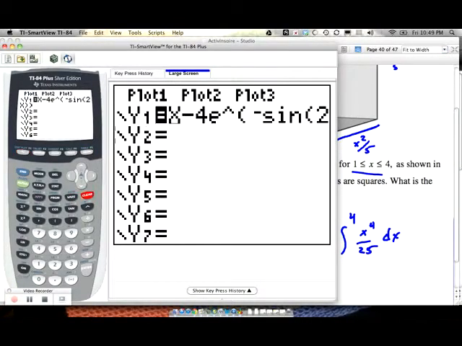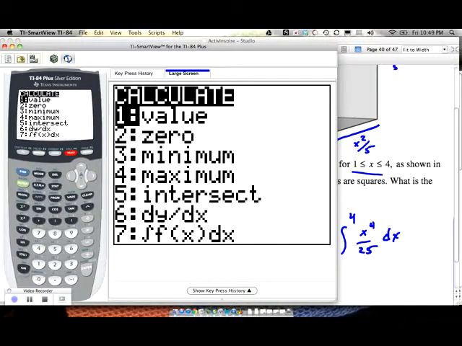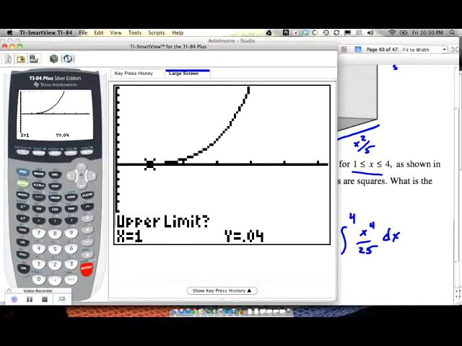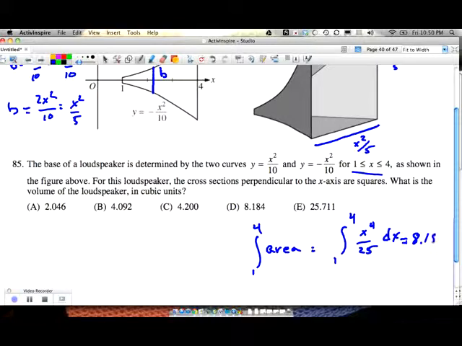So I'm going to clear this graph. We're going to use x to the 4th over 25 now, so x to the 4th divided by 25. My interval needs to go from at least 1 to 4. I know that I have 0 to 6 from earlier. So now let's integrate this from 0 to 4, or not 0 to 4, 1 to 4. Second, calculate. We're doing the integral, which is 7. Lower limit is 1. Upper limit is 4. So we would get about 8.184. D is the answer.